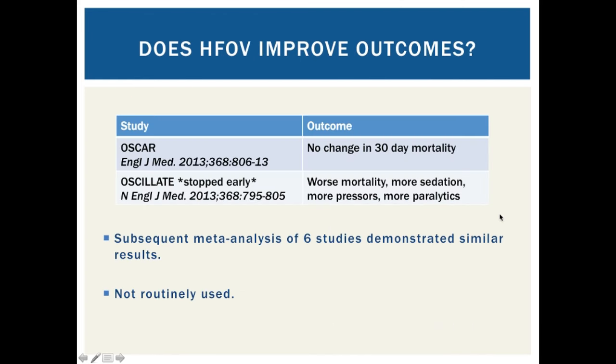So does high flow actually improve outcomes? And the answer is probably not. Two different studies, OSCAR and OSCILLATE, looked at this. These are the citations there. OSCILLATE was actually even stopped early because there was worsening mortality, more sedation and pressor use, and more paralytics in the group that used high frequency oscillation. There have been meta-analyses beyond these that support this. So I would say oscillators should not be routinely used for the treatment of ARDS.